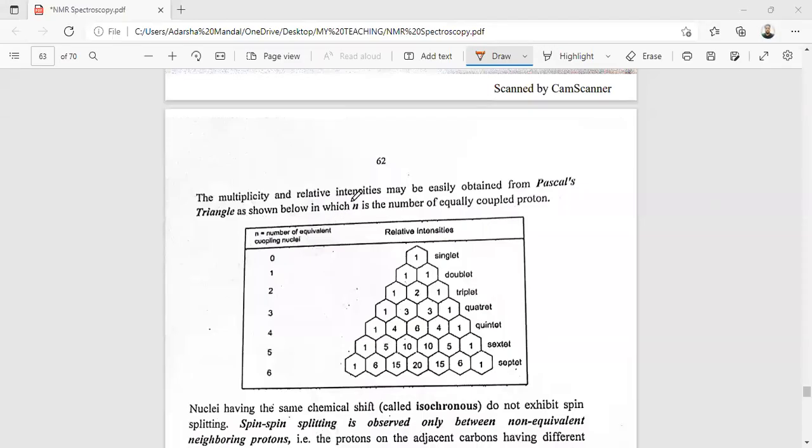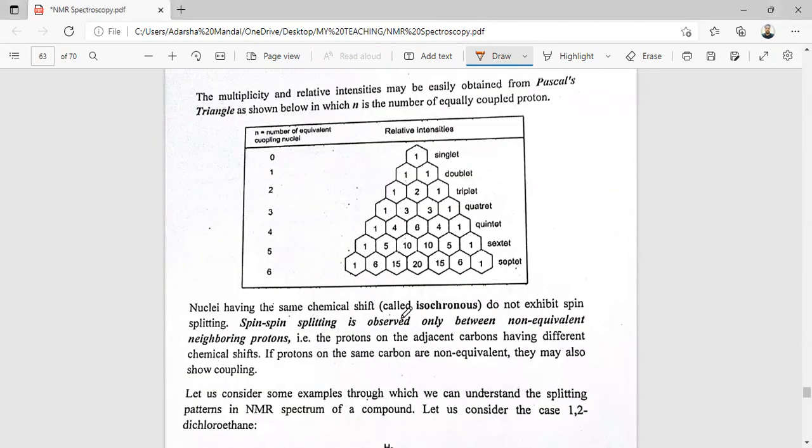So the multiplicity and relative intensity may be easily obtained from the Pascal diagram as shown below, where N is the number of equally coupled protons. Nuclei with the same chemical shift for the isotopes do not exhibit spin splitting. Spin splitting is observed only between non-equivalent neighboring protons, that is, protons on the adjacent carbon having different chemical shifts. If protons on the same carbon are non-equivalent, they are also coupled.